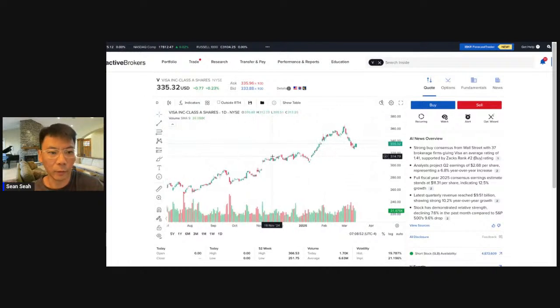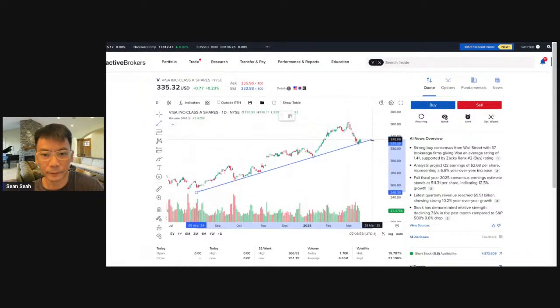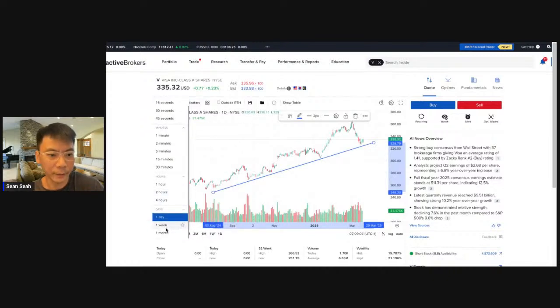So you can see for EI, what do you all think? If we look at just the daily time frame, it looks like an uptrend. What is useful for us is to look at the weekly or even monthly. So let me change this to weekly.